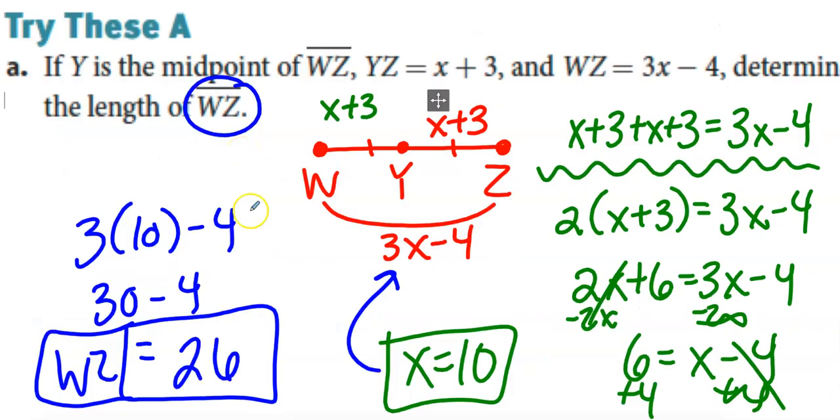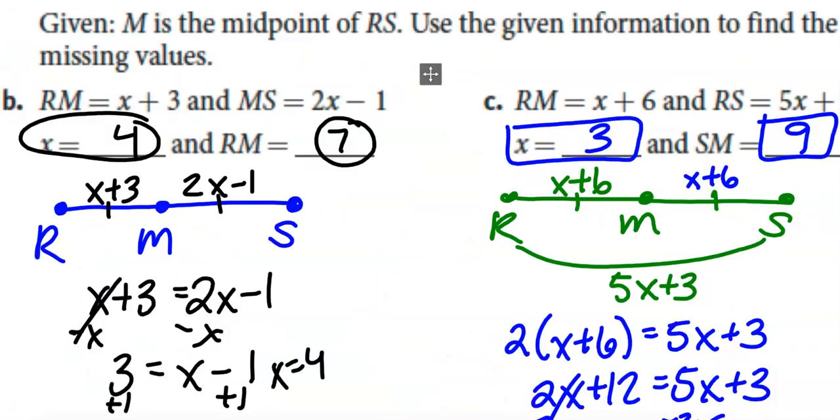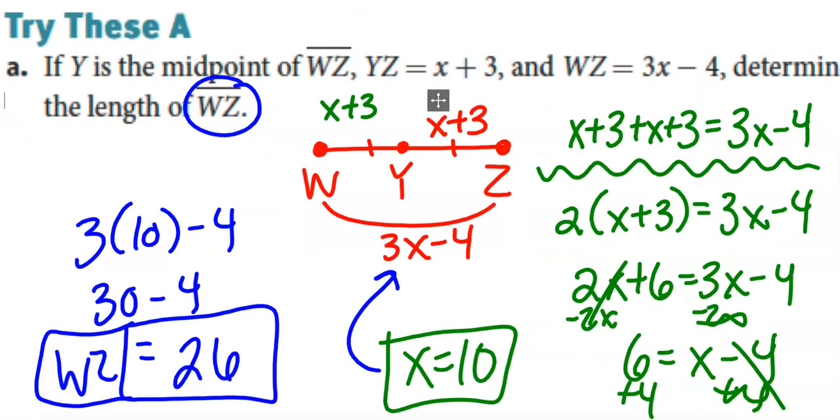All right, guys, so your final answer for A should have been 26. So again, if you got this answer, please feel free to skip on. So A's answer was 26, B's answer was 4 and 7, and then C's answer was 3 and 9. So if you got those answers, please move on. If you did not, let's go over it.